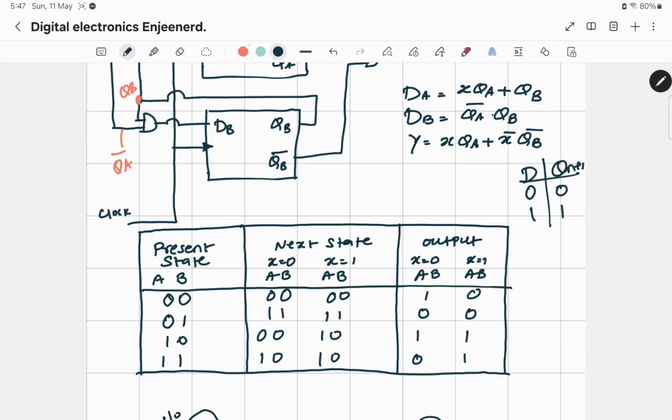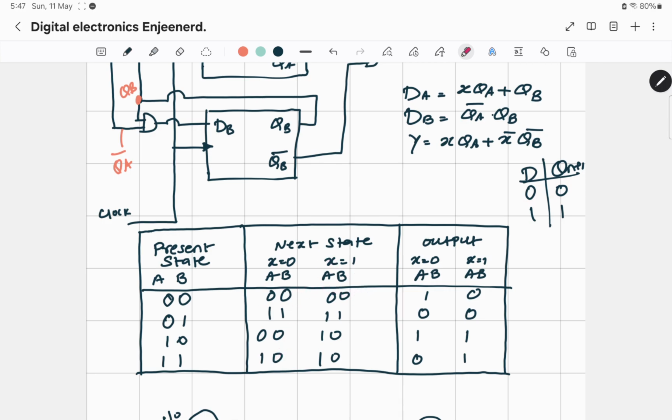So we can try for 1. So my AB is 00. So let's try for DA. X is also 0. So 0. My initial state of QA is 0. B is also 0. So DA is 0. For 0 my output is 0, right? So for 0 my output is 0. Similarly for DB, QA is 0, so QA bar becomes 1. QA is nothing but A itself. So QA bar becomes 1, QB is 0. So 1 into 0 is 0. For 0 I have output as 0. So DB is also 0 for x equal to 0.